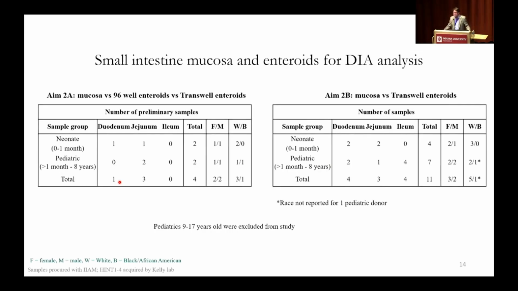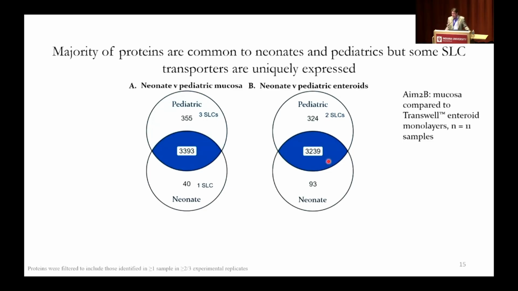The other thing we wanted to look at was, since this is a NICHD funded UC2, let's focus on the small intestine mucosa just for our neonate and pediatric population. In this case, we were looking at both enteroids in Transwell versus the mucosa. We looked at neonate, so 0 to 1 month, versus pediatric, greater than 1 month to 8 years. And we detected almost 4,000 total proteins, so a good sampling of the proteome.